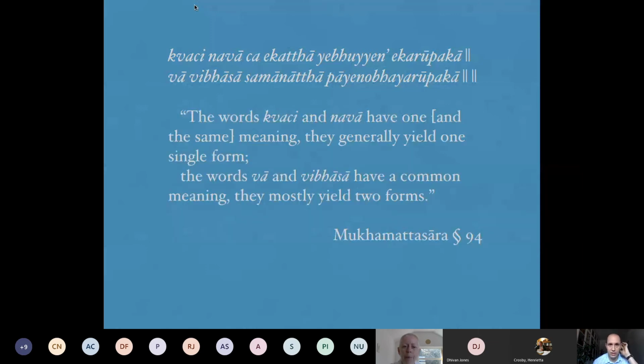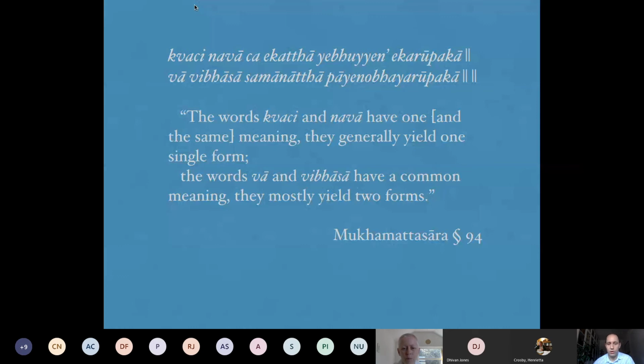The Pali says, Kochi nava chayekatta yavuyena ikarupaka ba vivasa samanatta payeno vaya rupaka. The words kochi and nava have one and the same meaning, one single meaning. They generally yield, or derive, one single form. Whereas the words va and vivasa have a common meaning, they mean the same. They mostly yield two forms.